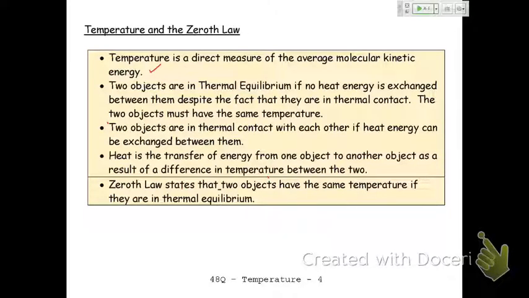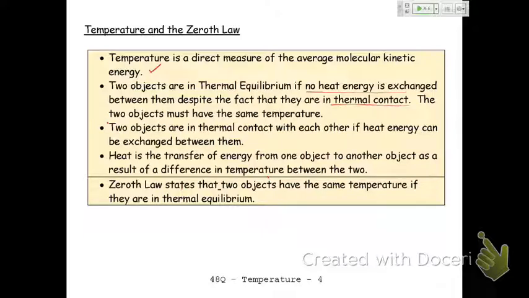So it's all about kinetic energy. We now know that temperature is a measure of the average kinetic energy per particle, but they didn't know that. So basically all they knew was we have this thing called hot and cold, and we can measure it in degrees. Two objects are in thermal equilibrium if no heat energy is exchanged between them, despite the fact they're in thermal contact.